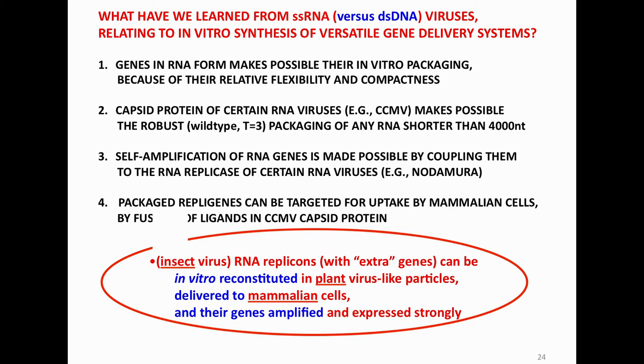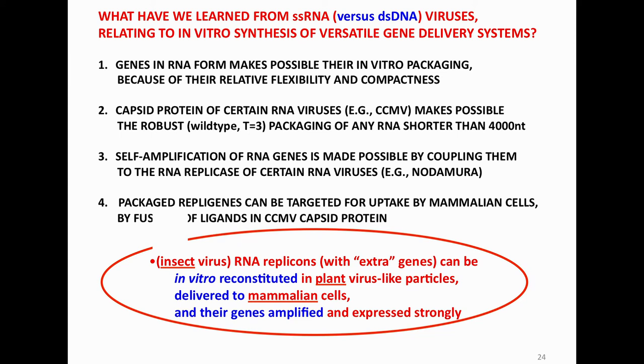So this is, in fact, my last slide. And I want to summarize what we've learned and where we are. We choose genes in RNA form because we can in vitro package them, which means we can protect our genes that we want to deliver, taking advantage of the flexibility and compactness of RNA genes versus DNA genes.